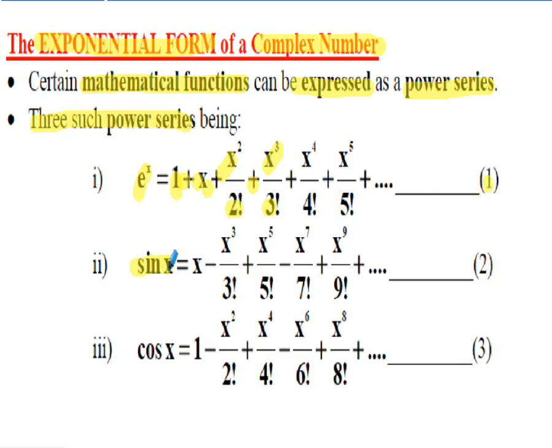We have the sine x power series written as x minus x cubed upon factorial 3, etc. Call that equation 2. And we have the cos power series written as 1 minus x squared upon factorial 2 plus x to the 4 upon factorial 4, etc. Call that equation 3. There are proofs behind those, but they're given without proof for our reference.